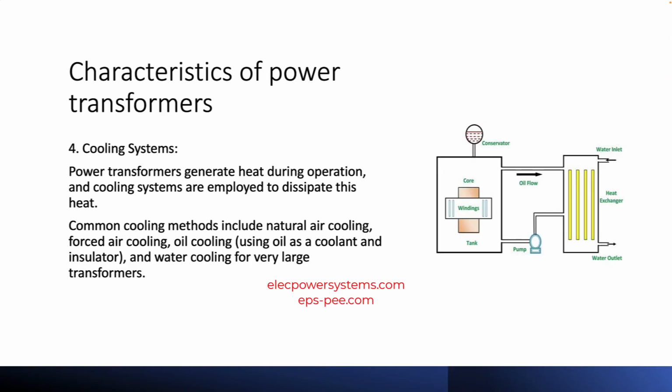systems. Cooling systems. Power transformers generate heat during operation, and cooling systems are employed to dissipate this heat. Common cooling methods include natural air cooling, forced air cooling, oil cooling, using oil as a coolant and insulator, and water cooling for very large transformers.